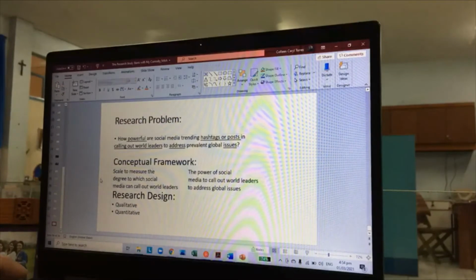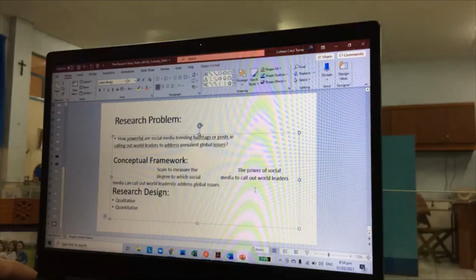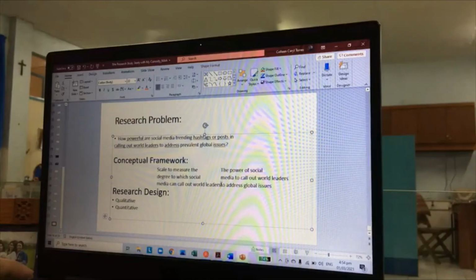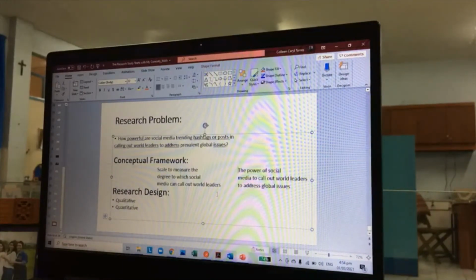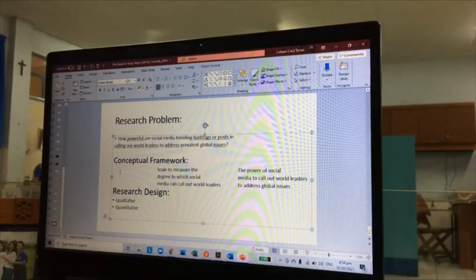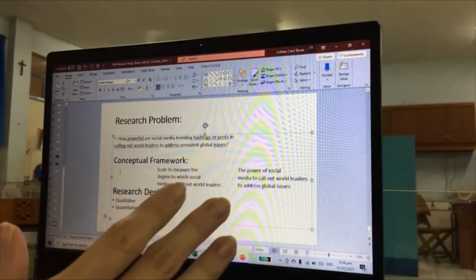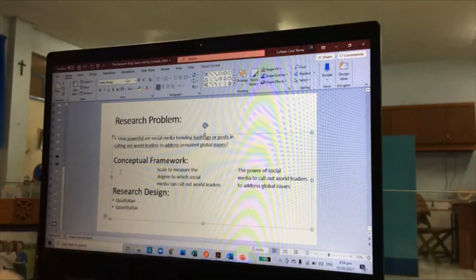So a scale to measure the degree to which social media can call out world leaders, because we want to determine that as the output of the study. We want to know what the real power of social media is. So to determine the degree of power of social media, we come up with a scale. Is it a high degree, low degree, medium? Social media has a high degree of calling out world leaders to address global problems, or a medium degree, or a low degree, no effect. So that's the scale.